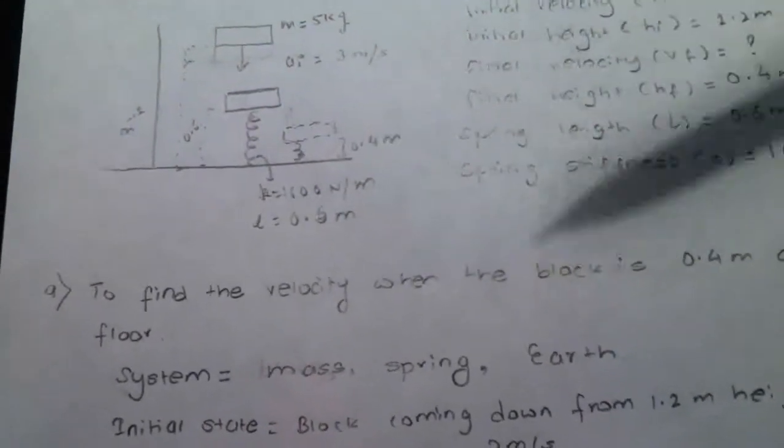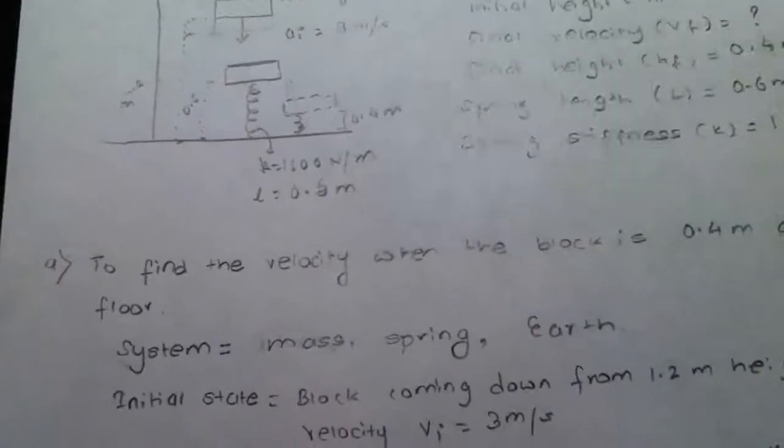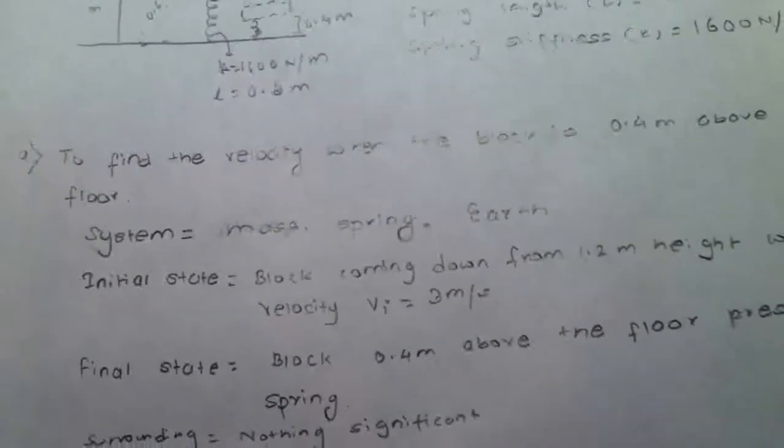The spring stiffness we have been given is 1600 Newton per meter, and the relaxed length is 0.6 meter. Now, what is our goal here? For the first part, the goal is to find the final velocity right here. To find the final velocity, we choose something called a system.